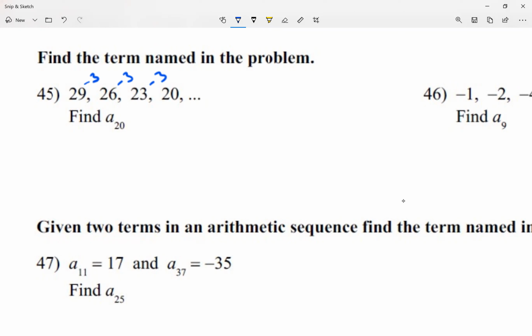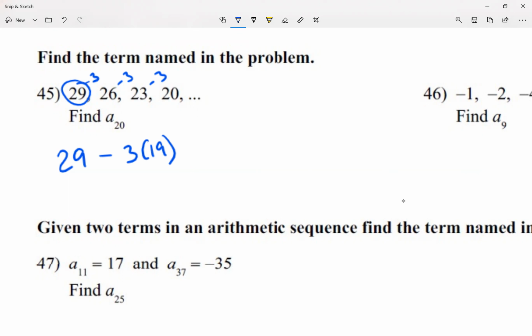I want you to find the 20th number on the list. We're going to start with the first number, 29. And I have to subtract 3 because my pattern is subtract 3. But I'm going to subtract 3 19 times. It's always one less because I start subtracting 3 starting on the second number. So for the 20th number, I'm only going to subtract 3 19 times.